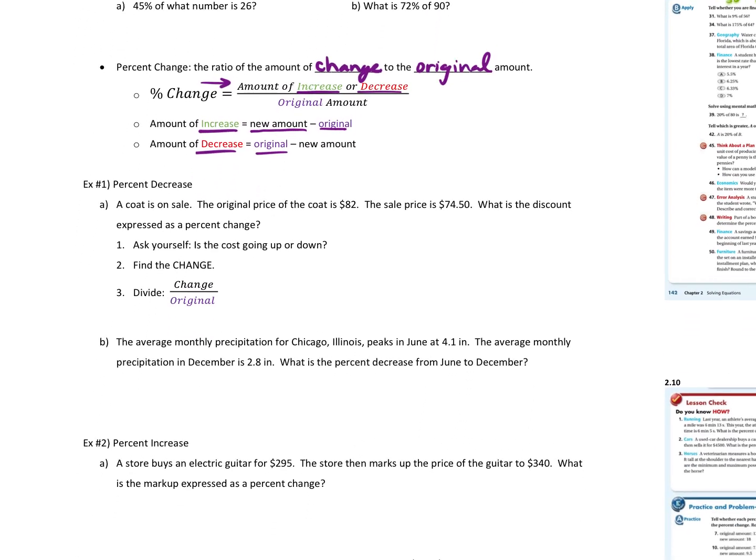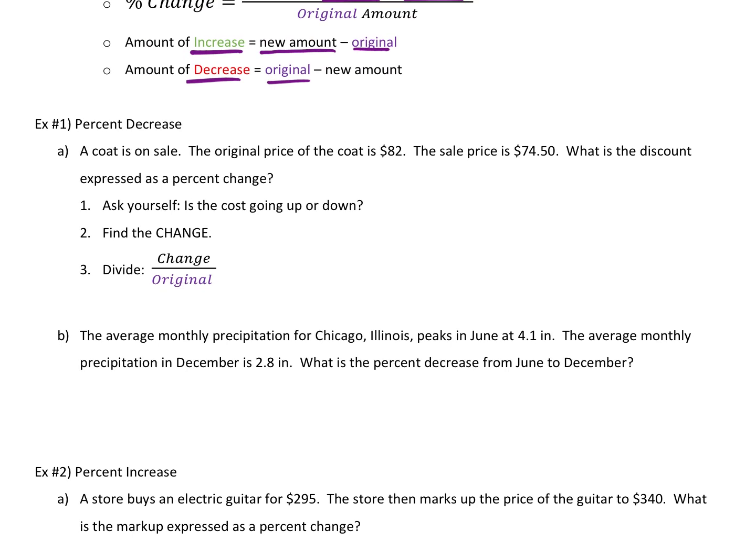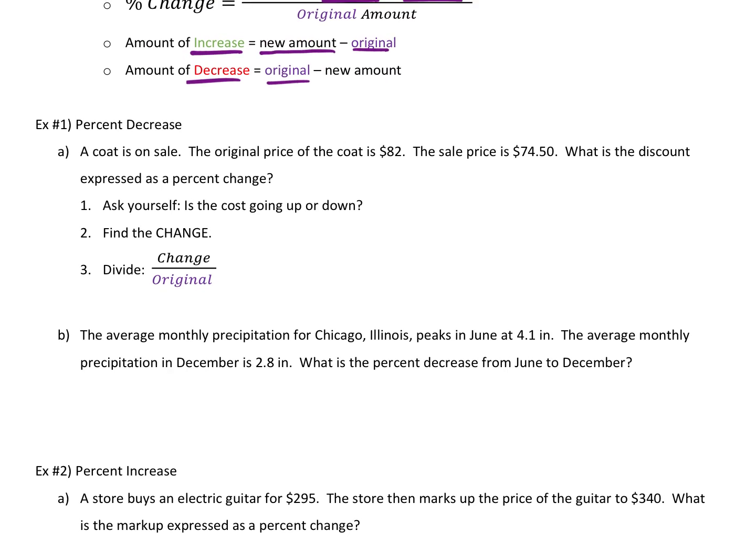And this one, I kind of walked you through it piece by piece a little bit. Here's what it says. A coat is on sale. The original price of your coat is $82. The sale price is $74.50. What is the discount expressed as a percent change? So the percent that item changed is what we're trying to figure out.